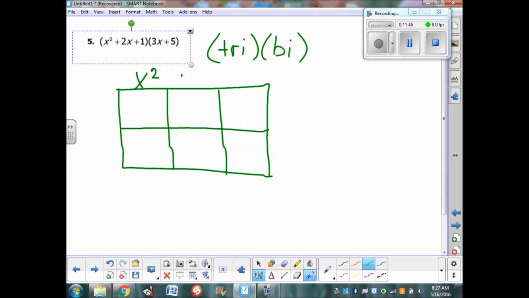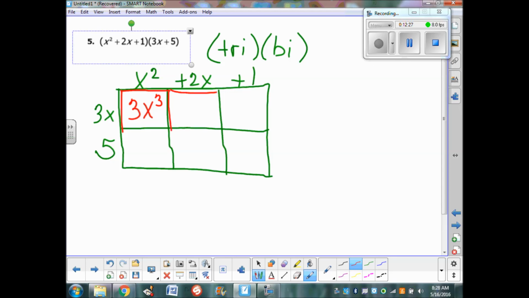So up on top, I'm going to put that binomial. I made technically a 2 by 3 box. Could you have done a 3 by 2 box? Sure, it doesn't matter. I'm going to put my binomial along the side, and now I'm going to start my multiplication. Take it a box at a time. 3x times x squared. Raise your hand who's got it. Got it. 3x to the third.